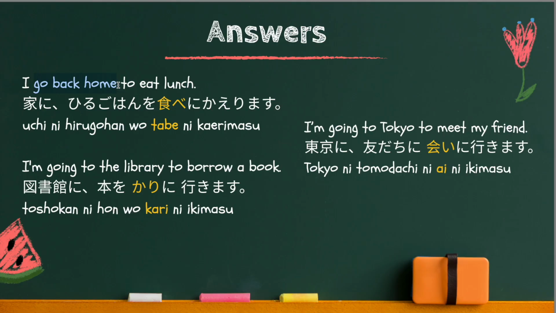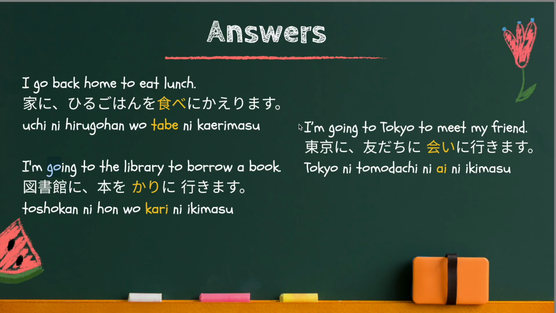帰ります。Next one. I'm going to the library to borrow a book. 図書館に本を借りに行きます。Destination is library, so it comes up first. 図書館 and に particle. The purpose is to borrow a book. 本を借り. Verb stem is 借り. So add に particle, then lastly the verb 行きます, to go.